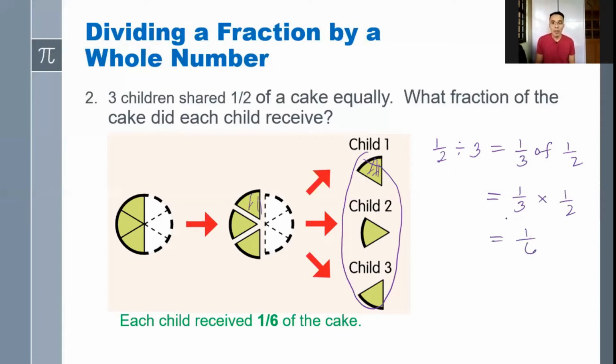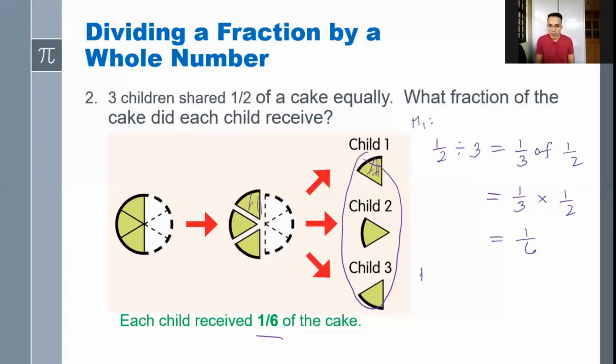When you multiply fractions, make sure to cancel out common factors between the numerator and the denominator first before you multiply the numerators and you multiply the denominators. We have here 1 times 1, 1, 3 times 2, 6. That's why our answer here is 1/6. Again, this is our method number 1.